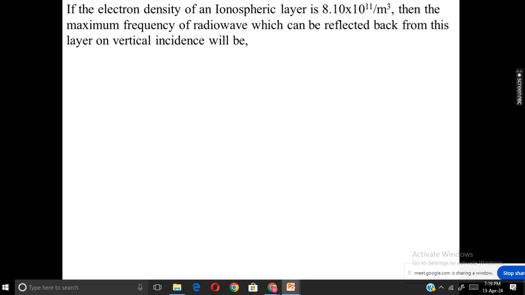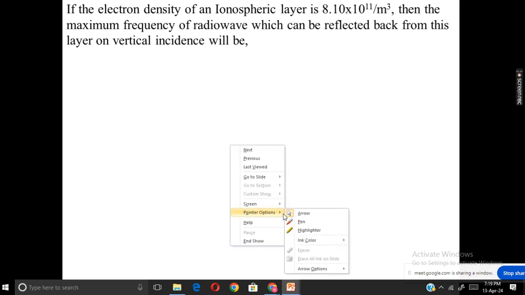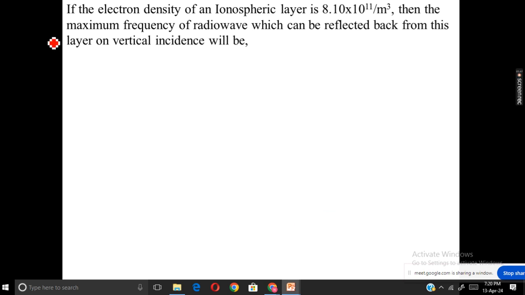The next question. The electron density of an ionospheric layer, Ne, is given as 8.10 into 10 raised to 11 per meter cube, and the maximum frequency of radio wave which can be reflected back from this layer on vertical incidence will be. So this is basically on the critical frequency of an ionospheric layer. We have talked about this before. Critical frequency basically depends on the electron density of that particular layer.